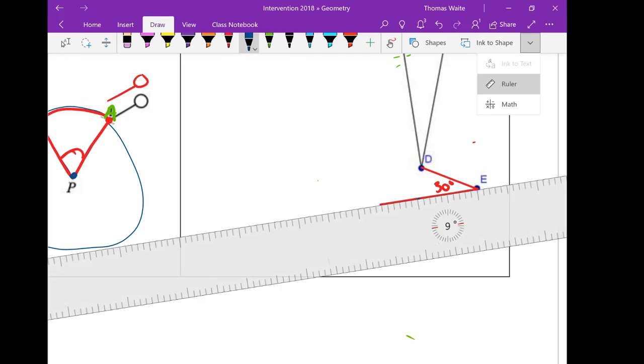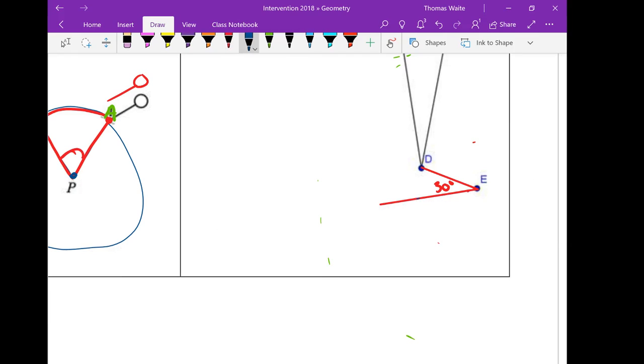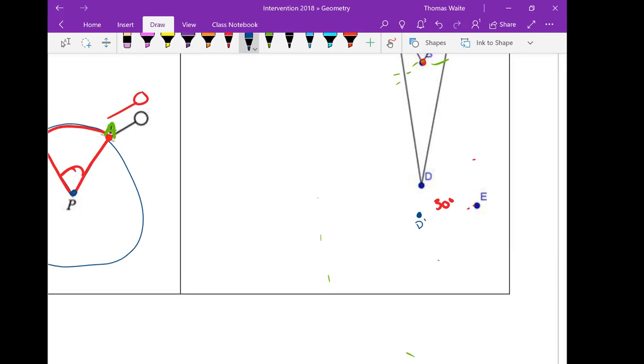Let me get rid of my ruler now. Point D would be right there. So that would be my point D prime. And then once I make this, I would kind of want to do this in pencil. Once I make it, I might delete some of these stray marks just so my drawing doesn't get too messy.